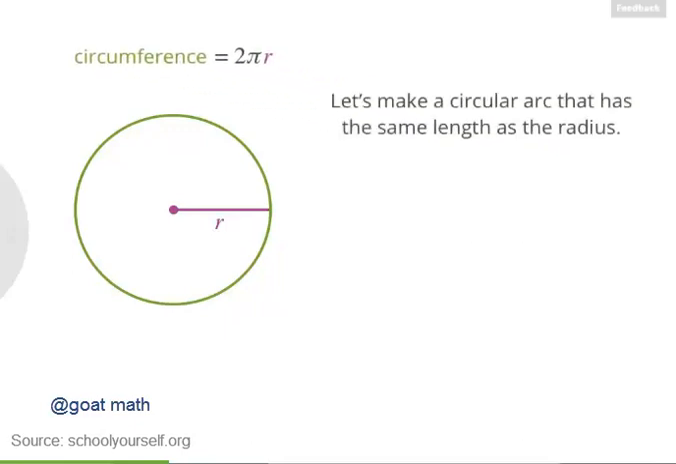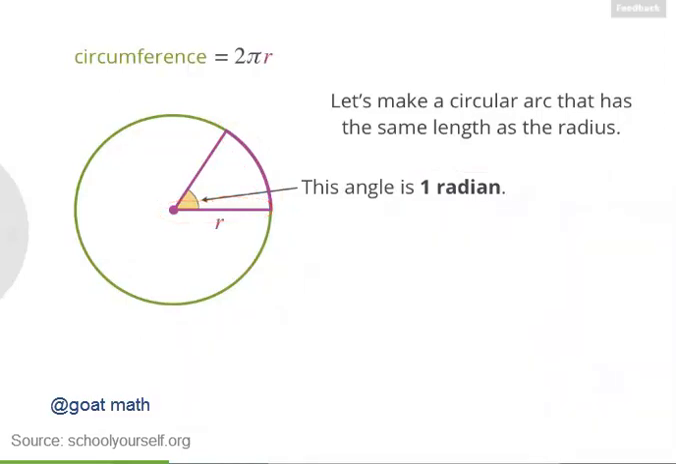Next, let's make a circular arc that has the same length as this circle's radius. So let's make a copy of the circle's radius. And now let's bend it so it has the same length r, but it's now an arc along the circle. Let's label the angle that this arc makes with the center of the circle. This angle is defined as being exactly 1 radian. So 1 radian is an angle whose circular arc has the same length as the radius.